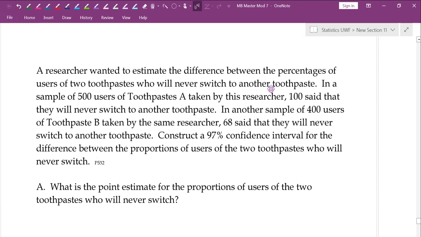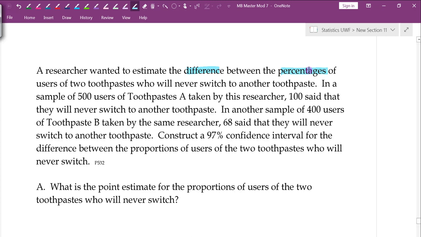A researcher wanted to estimate the difference between the percentages. So how do you know when to do X bar versus P hat? Well, percentages is going to be P hat. Means would be X bar. I have some students that struggle with that.